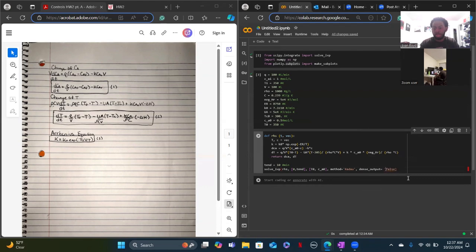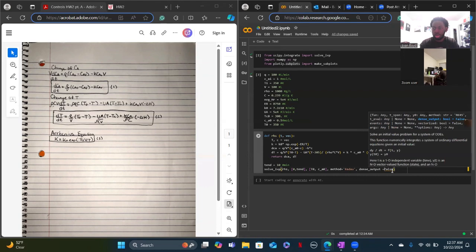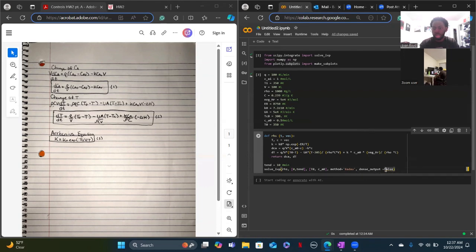Did that correctly? Is dense_output, how do you state it? I'm pretty sure it's how you Oh, is it because it's not capitalized? It is. I was like, what? Okay. Now we should be good. Shift enter.